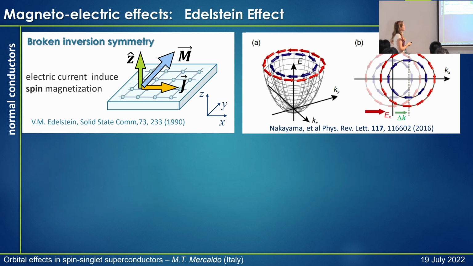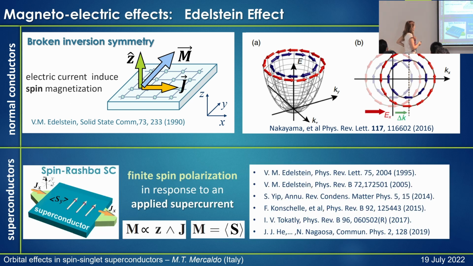So it has already been mentioned before, the Edelstein effect. You have a system with broken inversion symmetry, and in this kind of system, with an electric current or in the presence of an electric field, you can induce a spin magnetization. This has also been studied in superconductors, also by the same Edelstein and many others.